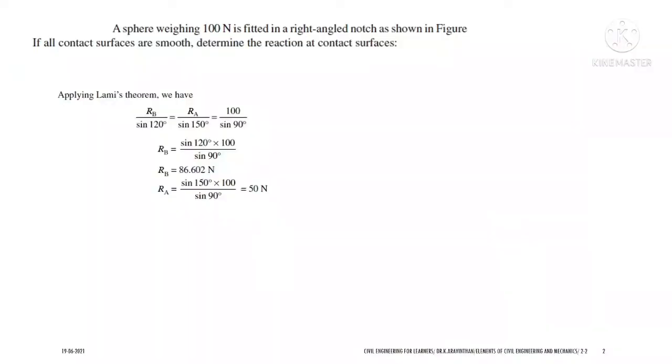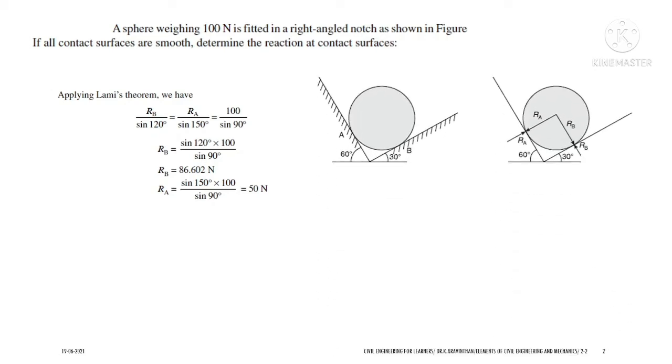A sphere weighing 100 Newton is fitted in a right angle notch as shown in the figure. So this is a sphere and this is the notch, which is a right angle, so it will be 90 degrees inside the notch, and outside they have given the angles as 30 degree and 60 degree at points A and B. If all the contact surfaces are smooth, determine the reaction at the contact surfaces.